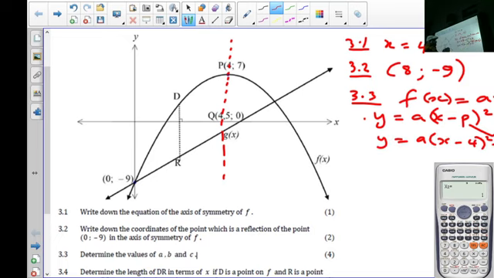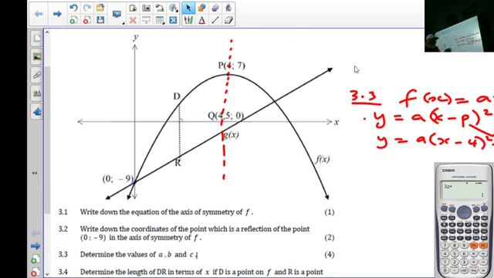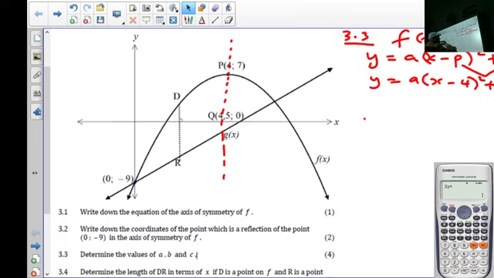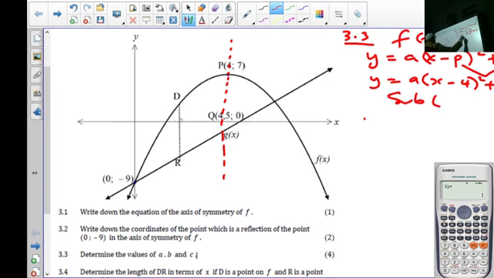Okay? Now, to calculate a, I need to substitute a point that's lying on this graph. Do we have a point that's lying on the graph? Yes, we have (0; -9). So we'll substitute. You could have done the substitution one time as well. So it's (0; -9), which is your y-intercept. Remember again, that's an x and a y. So negative 9 is equal to a into (0 minus 4) squared plus 7.